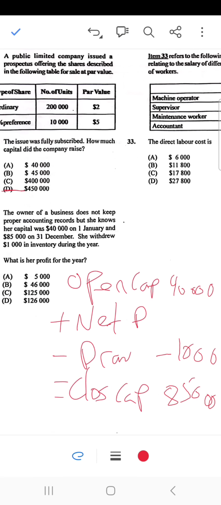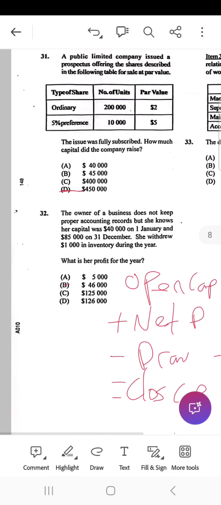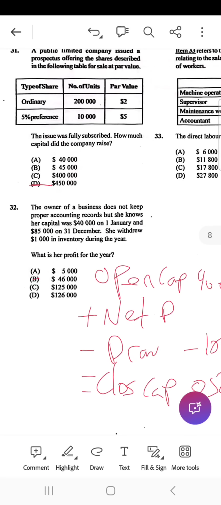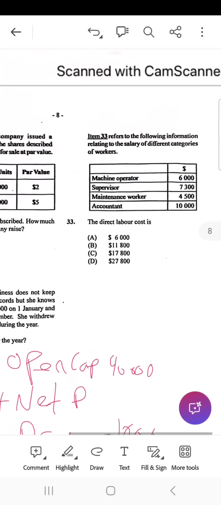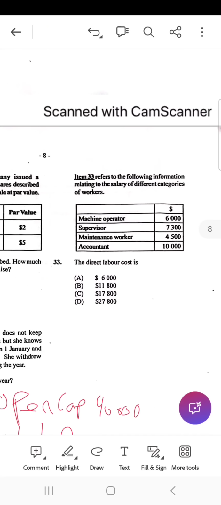So all I'm going to do is minus my opening capital of 40,000 from that 86,000, and that would give me net profit, which is B, 46,000. This question repeats a lot. I always tell students, learn that formula. You're going to need it one way or the other.